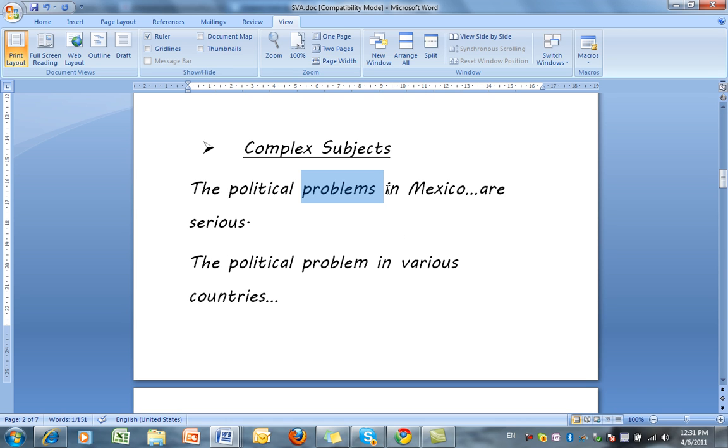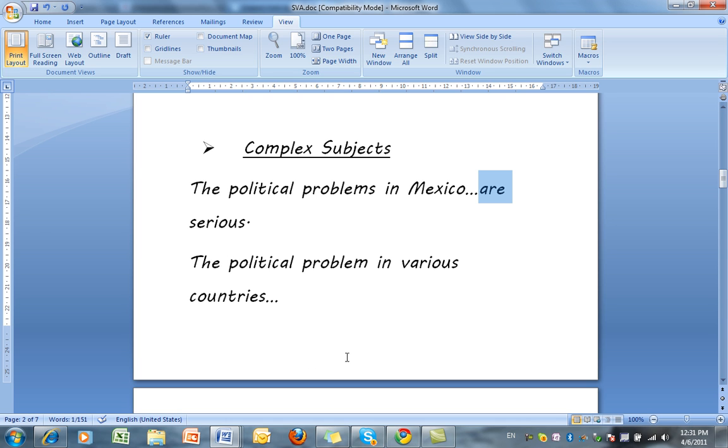For example, this is saying where the problems are. This is saying what type of problems they are. So in the end, problems are. It's very important that you're able to do that. Now let's take a look at another example.